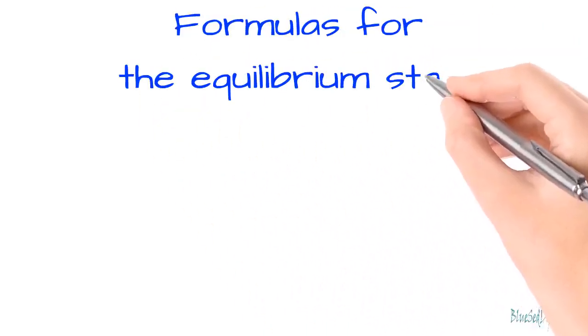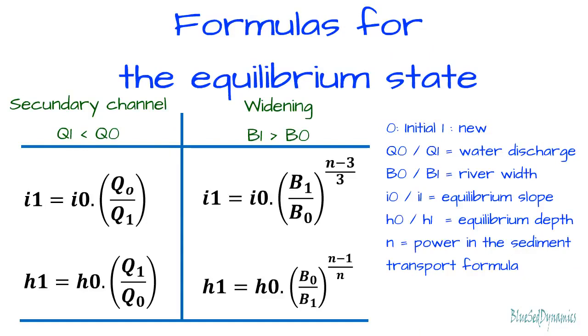Summarizing, there are two formulas for the equilibrium conditions, for the slope and for the water depth. Subscript 0 is the initial equilibrium state and subscript 1 is the new equilibrium state with the intervention. Q is the water discharge. B is the river width. I is the slope. H is the water depth. N is the power in the sediment transport formula. For example, for the Engelund-Hansen formula, N equals 5.